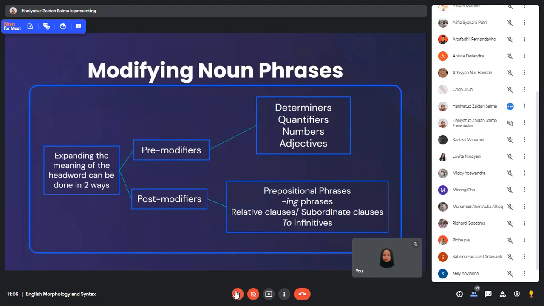And finally, we have to-infinitives as a post modifier. An example sentence would be, I don't have any nice shoes to wear. And so to wear modifies the noun before it, shoes. And then I'll go to the next slide.